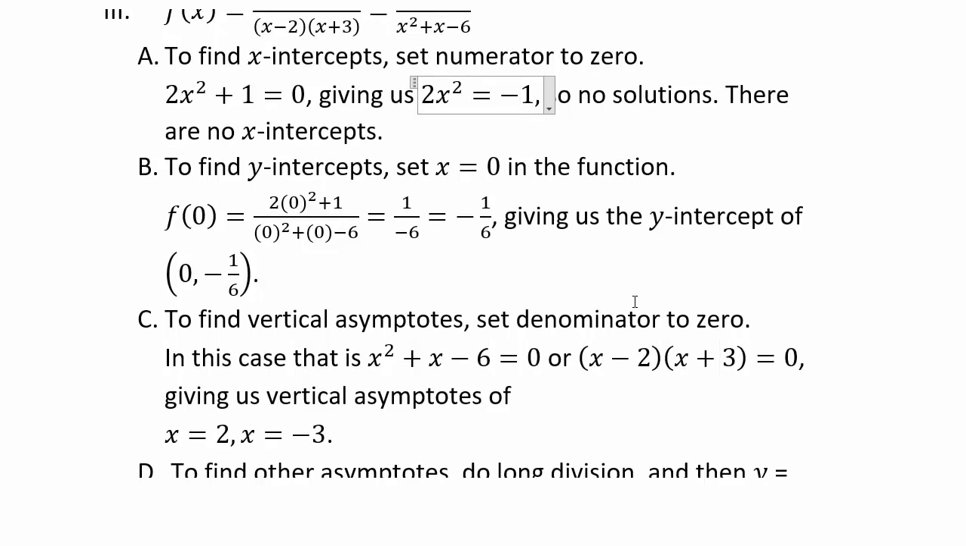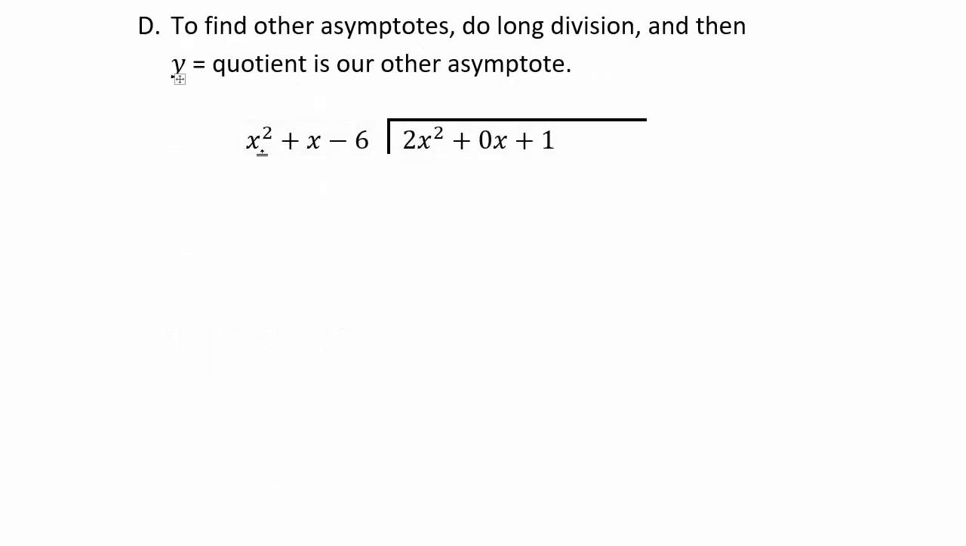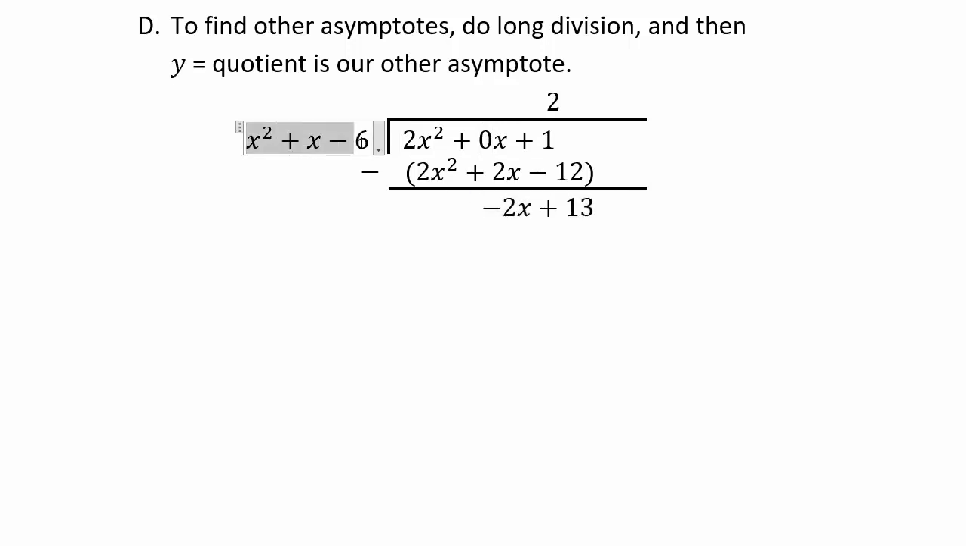Let's do long division. So we have x squared plus x minus 6 and 2x squared. There is no x term, so we'll put a placeholder there, 0x plus 1. 2 times x squared is 2x squared. So 2 times x squared, 2x squared, 2 times x, 2x, 2 times negative 6, negative 12. Do the subtraction. 0x minus 2x is negative 2x. 1 minus negative 12 gives you 13. And this is a lower degree than x squared plus x minus 6, so that is our remainder.